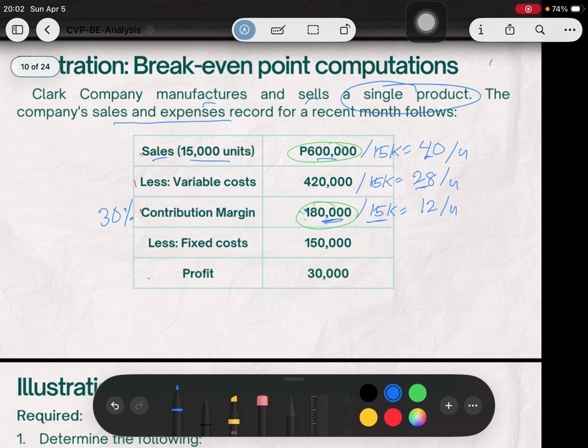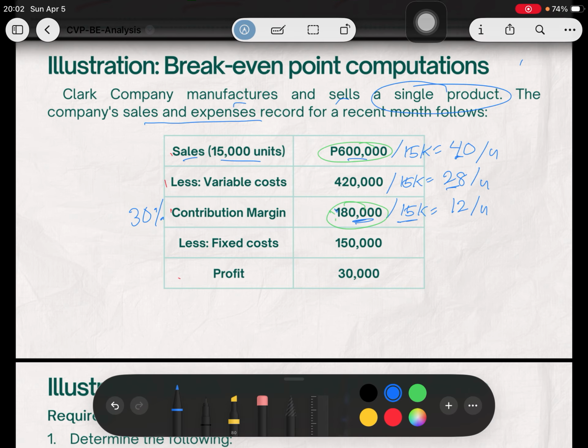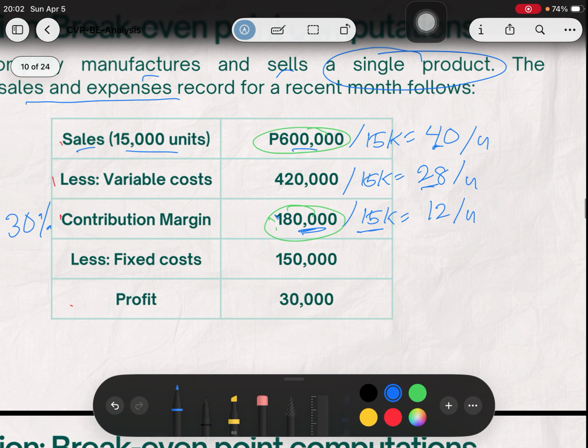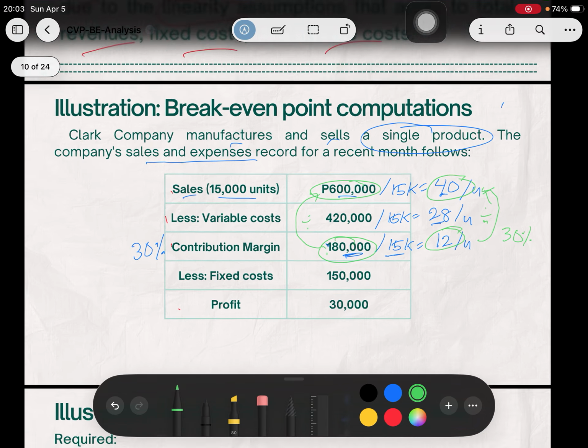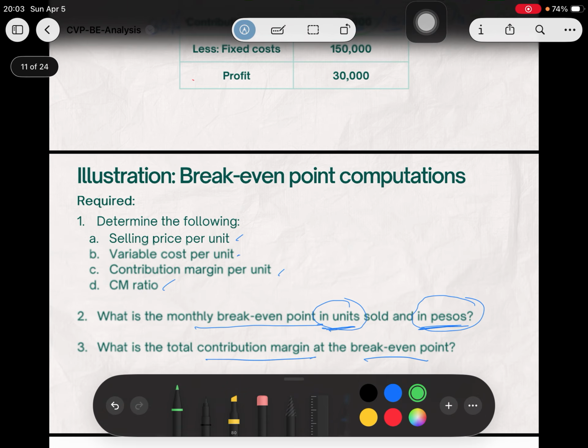So, ganun lang pag-compute. Either 180,000 divided by 600,000 or pwedeng doon ka sa per unit. Pwedeng yung 12 pesos divide mo sa 40. 12 divided by 40. Ayan. Ang lalabas dyan ay 30% din. Okay? Ayan. So, I-divide mo yan. The answer is 30%. O kaya naman 180 divided by 600,000. Answer is 30%. Okay? So, ayun.